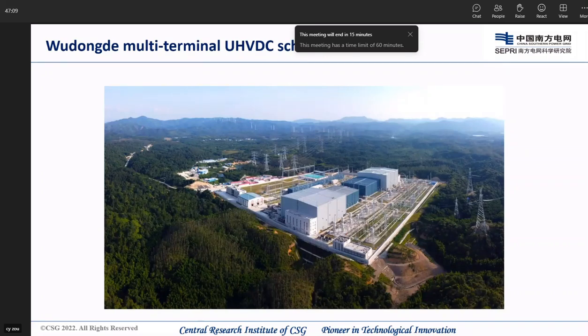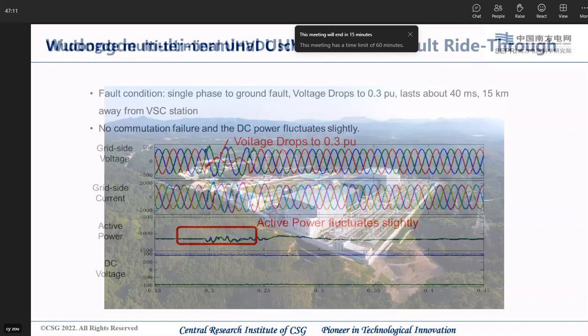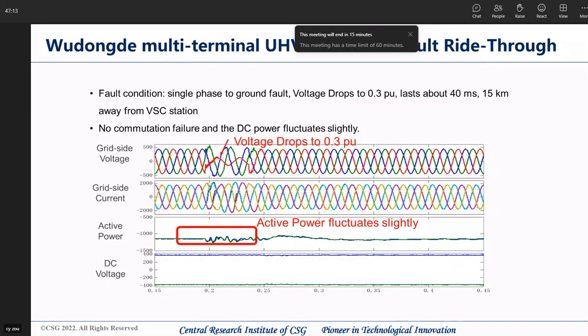The commissioning was finished and the system has been in operation since December 27th, 2020, with flawless performance. Here are 2 typical commissioning test results. This slide shows the test result of AC fault ride-through. You can see the active power fluctuates slightly, just like the Lucy back-to-back VSC. This is the inherent advantage of VSC. All of the VSC projects have this advantage.